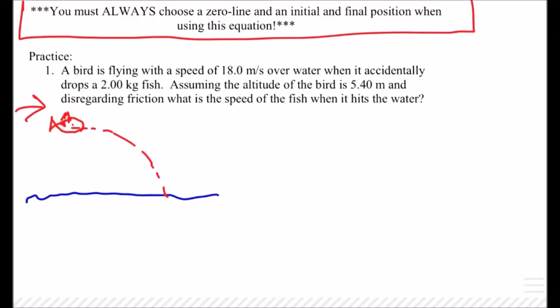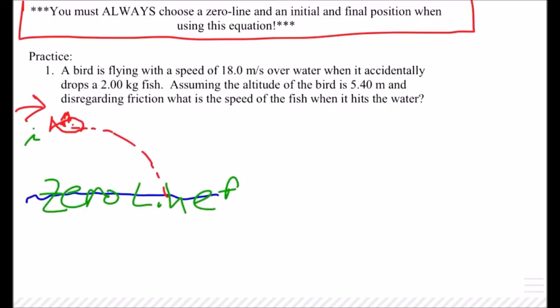So somebody tell me one of the things we're going to do. Okay, where would you like the zero line to be? Okay, so we would like the zero line to be where the water's at. What else? Josh? Where would you like the initial point to be? Okay, so let's make this the initial point. And what now? Isaac? Where would you like that to be? Very good. Okay, so I've done the three things I'm required to do.